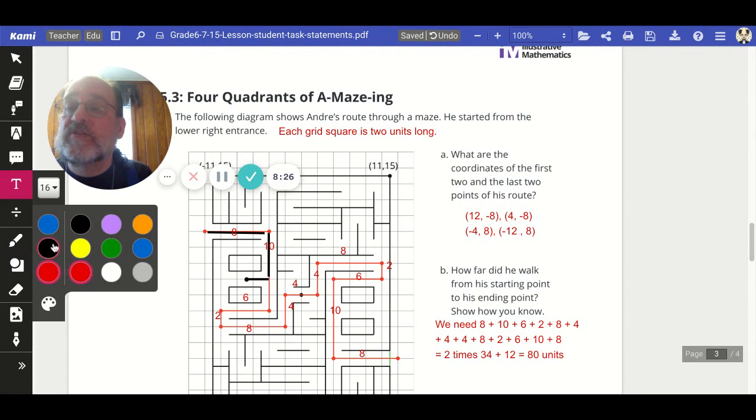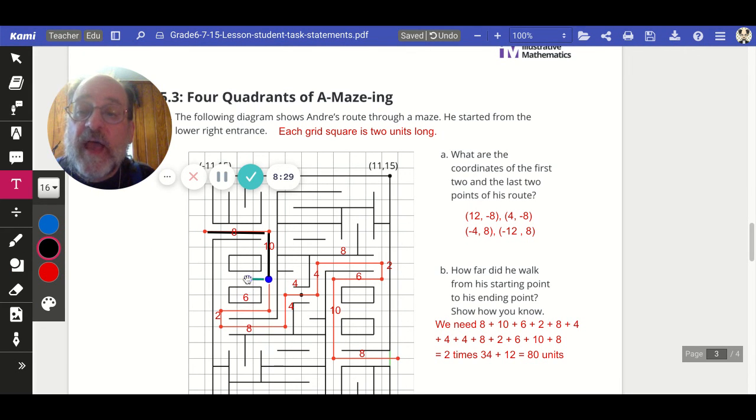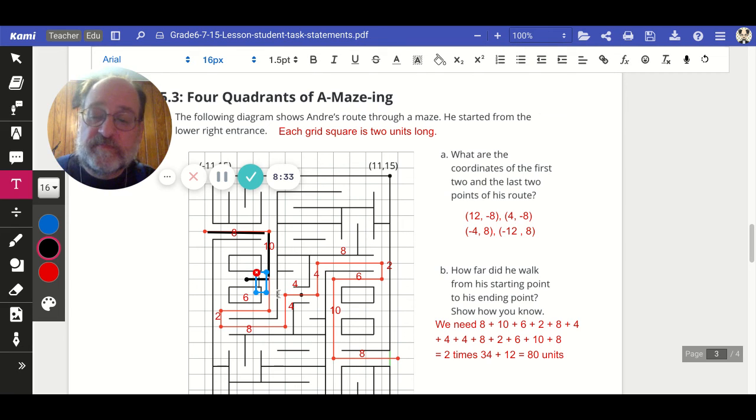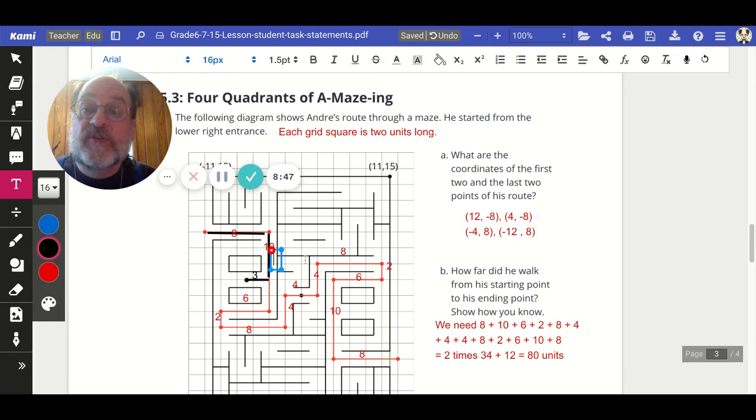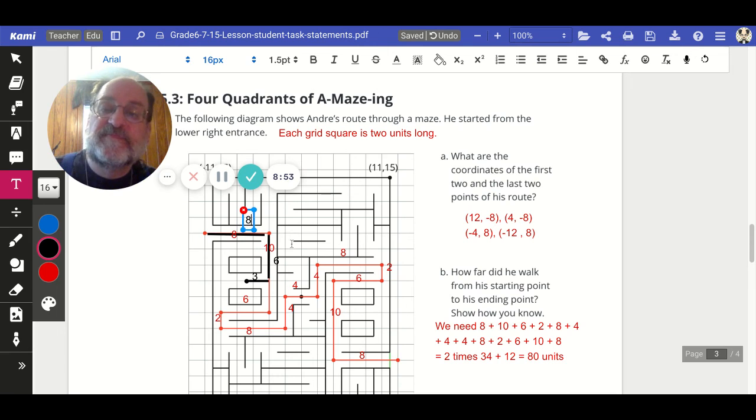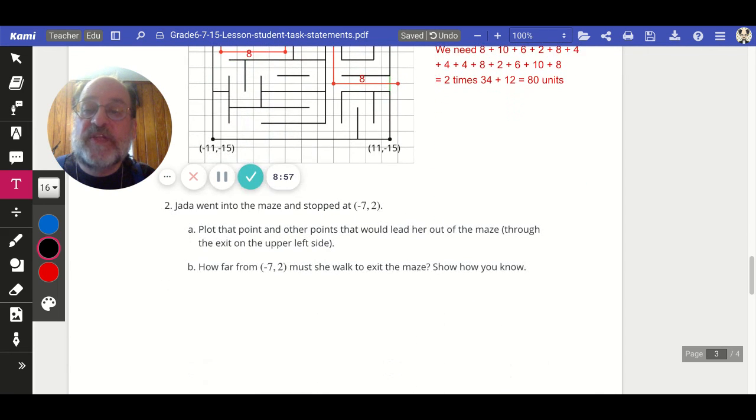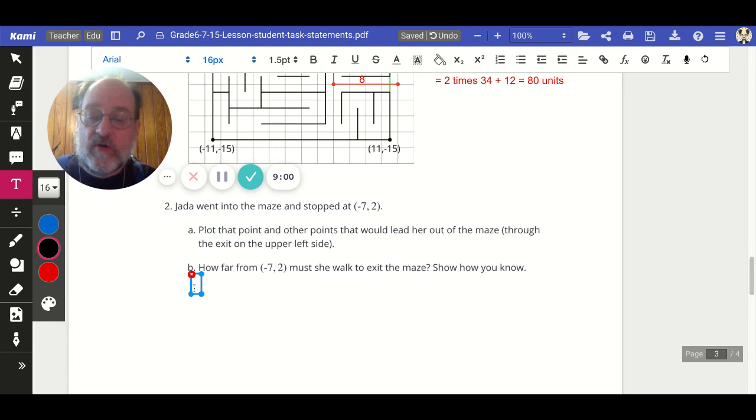How far does she need to walk? Okay, so let's do this in black. Half a square plus a square is 3. And then 1, 2, 3 squares is 6. I know I've got 2 sets of numbers on here. And then that full distance is still 8. 3 plus 6 plus 8. So she must walk 3 plus 6 plus 8, which is 6 plus 8 is 14, plus 3 is 17 units. Much smaller path.